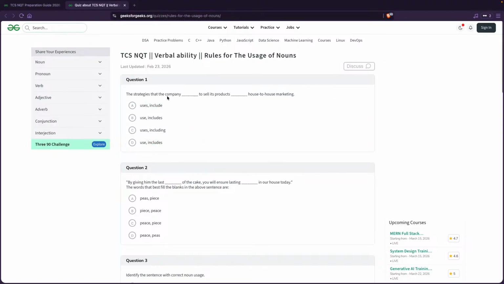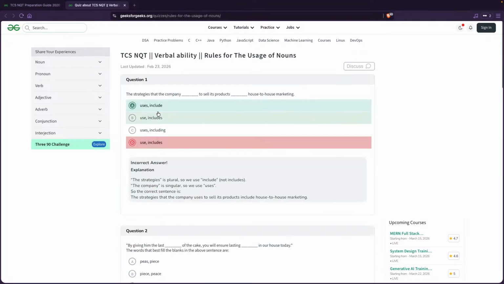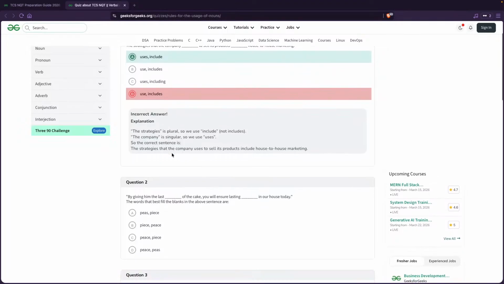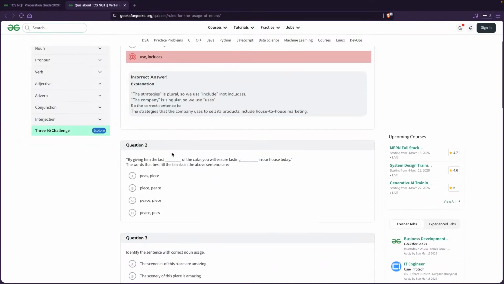The strategies that the company uses to sell its products includes house to house marketing. Uses to sell, used to sell. Oh, uses, yeah. The strategy is plural, so we use include, not includes. Okay, so yeah, there's a problem with the include. The company is singular, so we use uses. Okay, the singular plural thing works here.